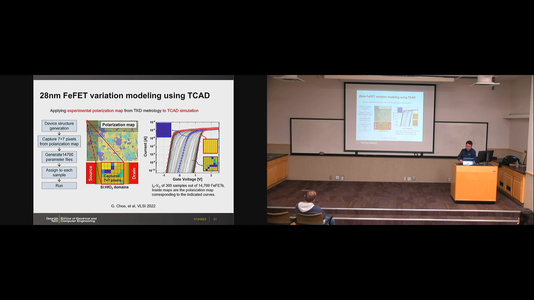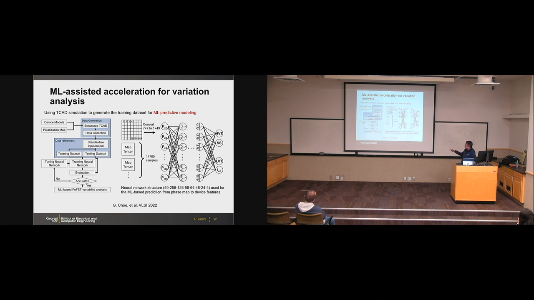So here, the idea is to build a neural network model to associate the input data, which is the image, 7 by 7 pixel, with those polarizations, to the metrics of the devices, like the threshold voltage, subthreshold slope, and the off-state current. So we can use the TCAD to generate, for example, 1,000 samples as a training data set. And then we train the neural network model. Then later, we can do the inference.